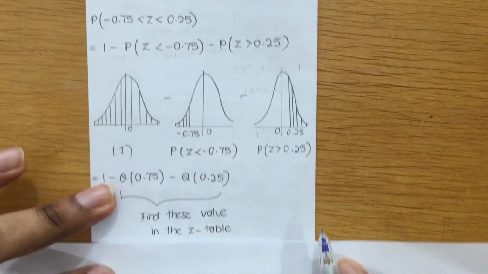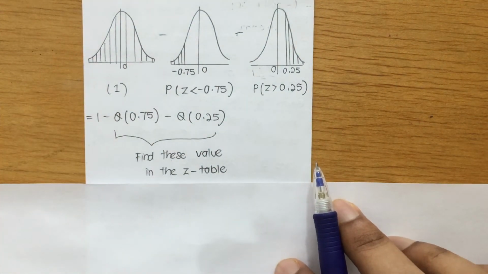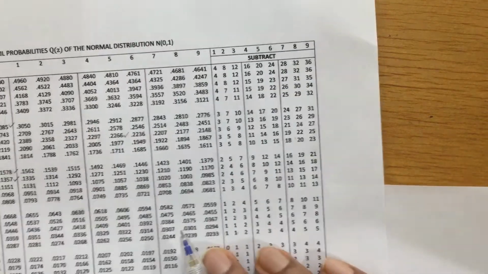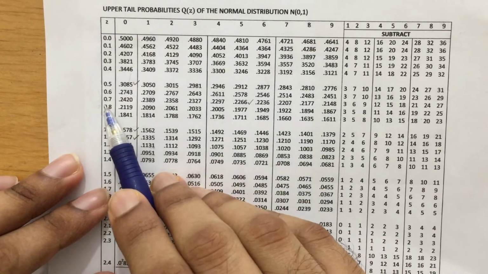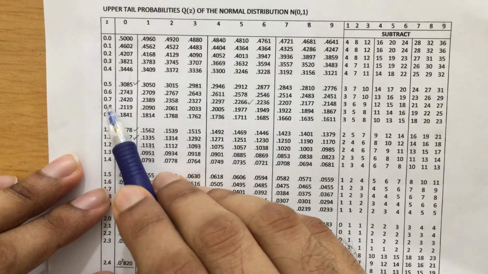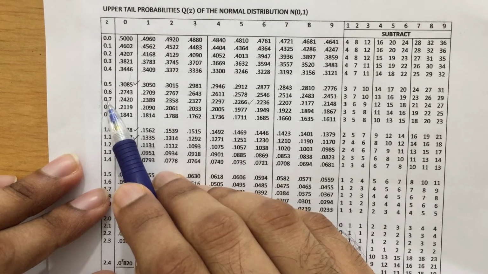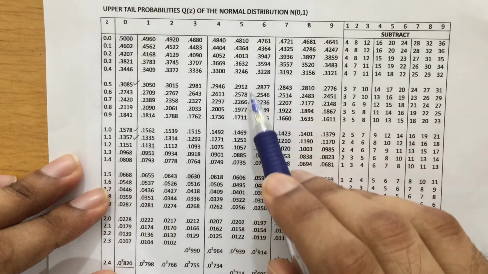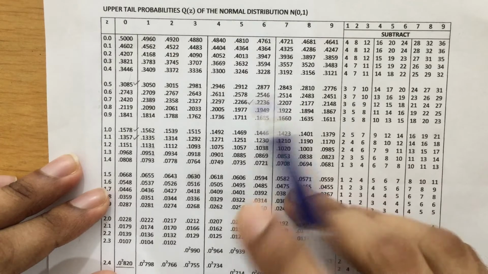So we need to find these values in the z table, guys. Okay, let me show you how I find this z value. Okay, we start by finding 0.75. As you can see over here, this is your 0.7. So to find 0.75, you pull it over here. So 0.75, from here you get 0.2266. So this will be your first value.